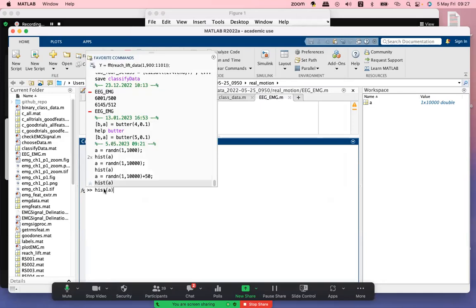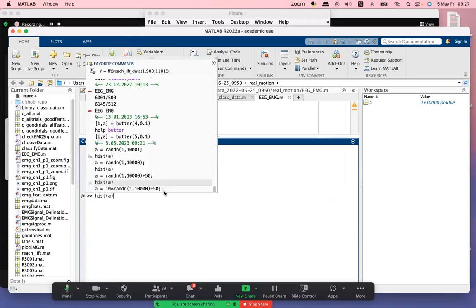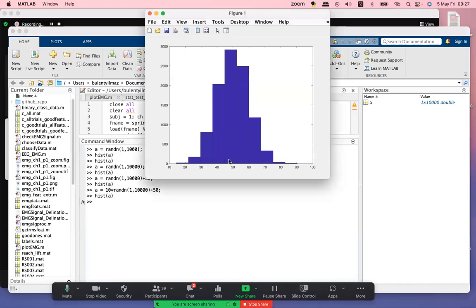So if I want to change the variance, I should multiply it here. If I multiply each number by 10 and add 50, then if I plot it, okay, now the variance has increased. You see, it was between 47 and 53. Now it is between 15 and 90. You can see that now the data points are more spread, and the mean has been moved to 50.